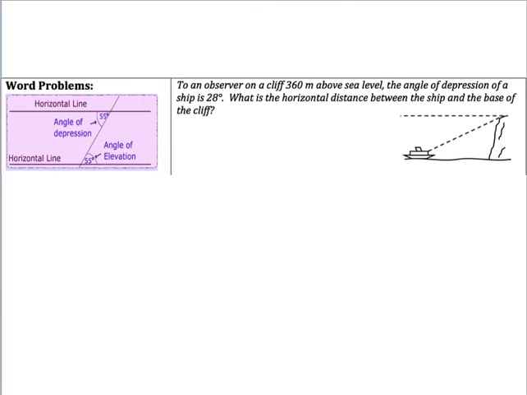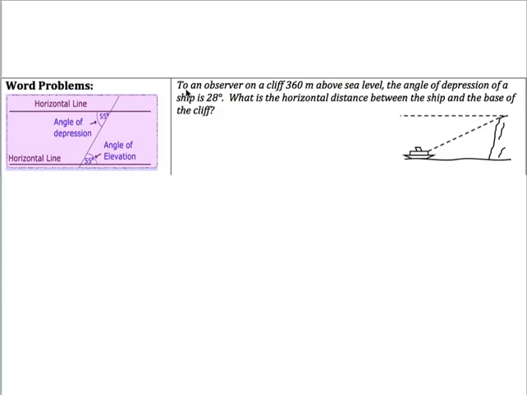Word problems using SOHCAHTOA. The two key vocabulary terms you need to remember for the word problems are angle of depression and angle of elevation. Anytime you have an angle that's looking up above a horizontal line, it's an angle of elevation. But anytime you have an angle that's looking down below a horizontal line, it's an angle of depression.